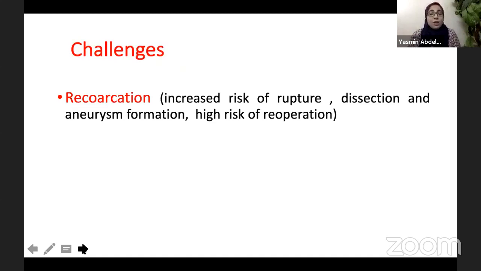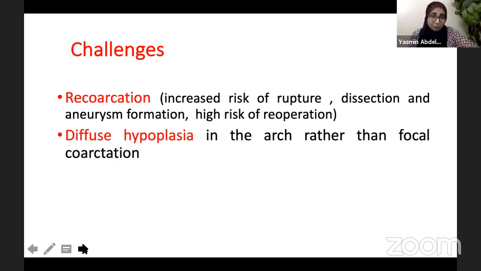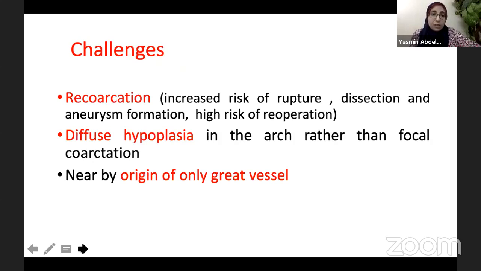This is a summary of the challenge that we have. Of course, he has a recoarctation following surgery. He has increased risk of rupture, dissection, and aneurysm formation. Surgery for him is of high risk. There is diffuse hypoplasia in the arch rather than focal coarctation. It's near the single great vessel the patient has. The curvature of the arch also makes stent placement challenging, but we decided to take on this challenge.